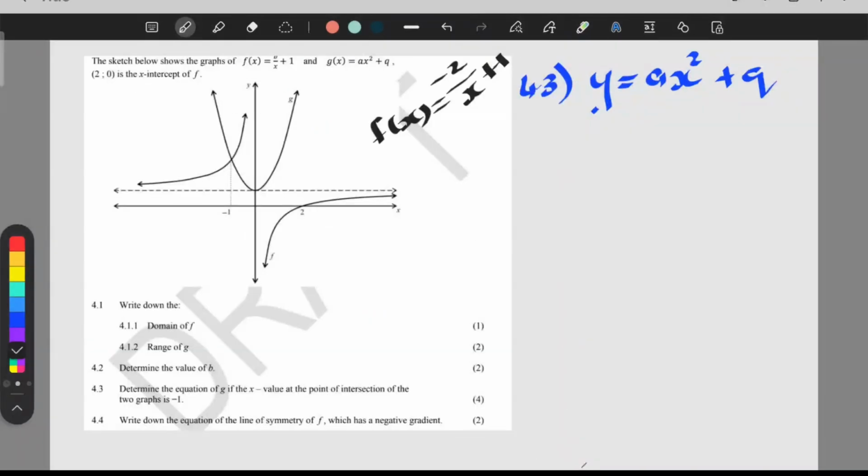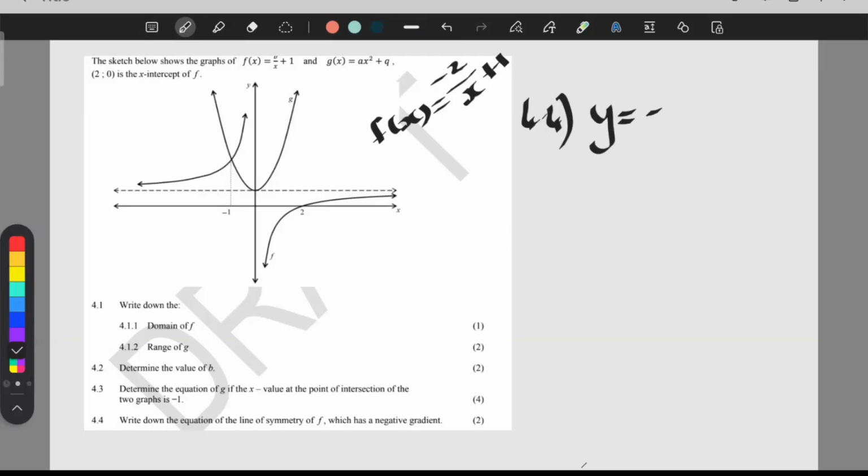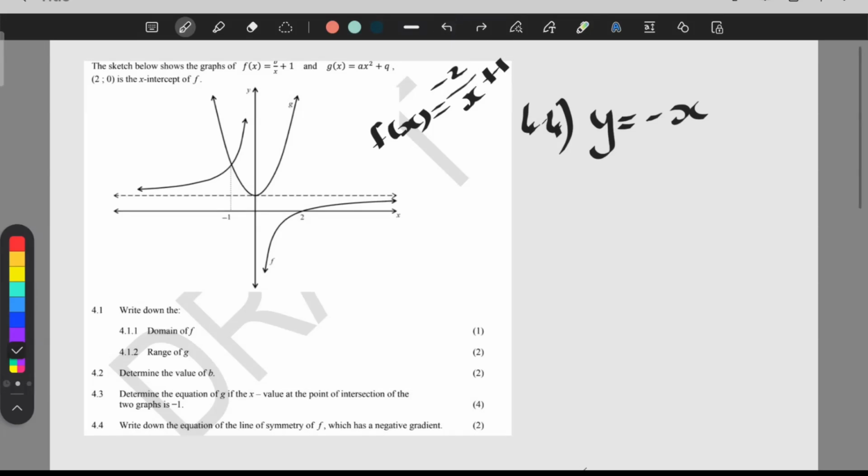Okay, our next question is 4.4. 4.4 says, write down the equation of the line of symmetry, so the axis of symmetry, which has a negative gradient. Let's write 4.4. So the equation of the line of symmetry with a negative gradient is always y is equal to -x. And then plus or minus the asymptote. Our asymptote was +1. So here you're going to write +1. And that's the answer. If it was a positive gradient, you write that down and then plus or minus the asymptote, +1. And there you have 2 marks for that, eh?